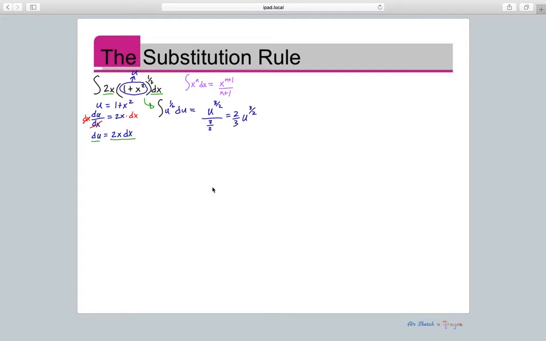And then, of course, I want my answer back in terms of my original variable. So what I want to do is then just go back and replace u with 1 plus x squared. And so what we end up with is 2/3 times the quantity 1 plus x squared to the 3/2. And then don't forget, for any general antiderivative, we're going to do a plus c. So when it's not a definite integral, when I have an indefinite integral, I need to remember to put that plus a constant at the end, and there's my final answer.